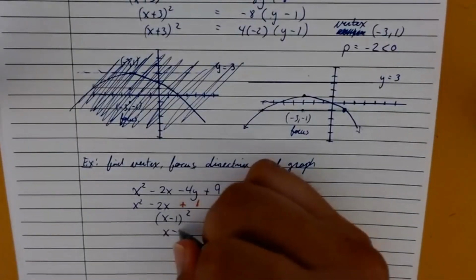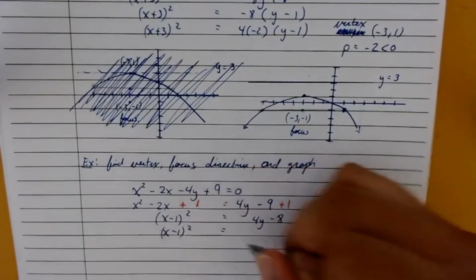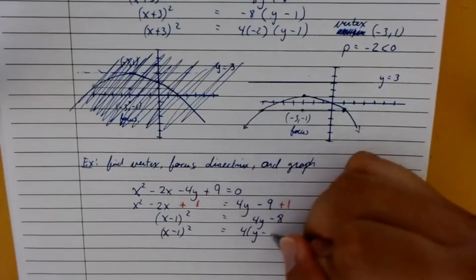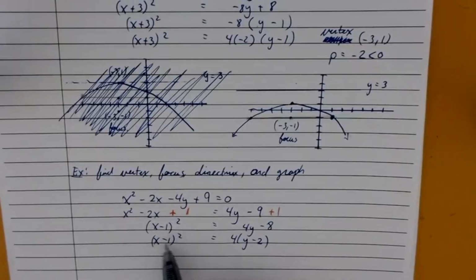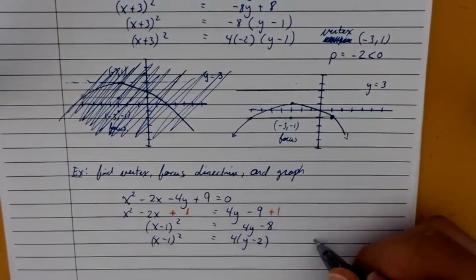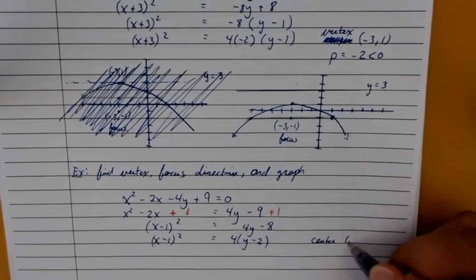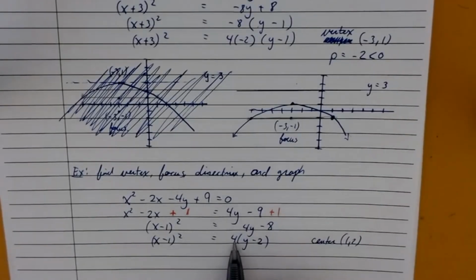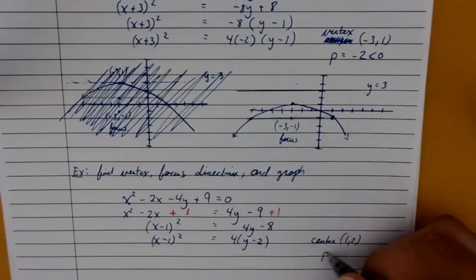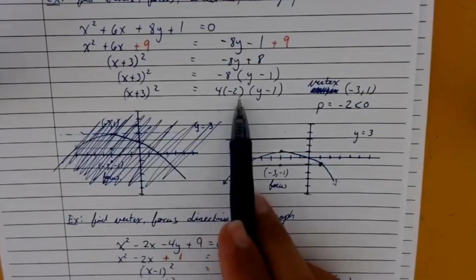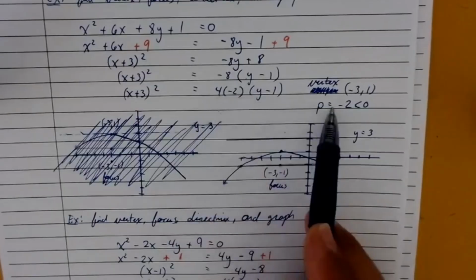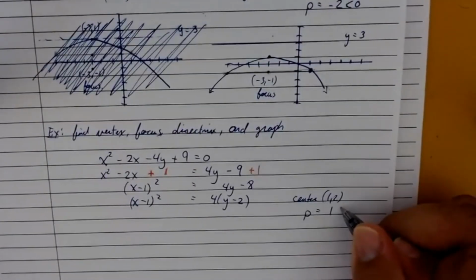So this gives us (x − 1)² = 4(y − 2). You're subtracting 1 from the x and 2 from the y, so that gives you your center, (1, 2). Here this 4 can be thought of as 4 times 1, so p must equal 1. You can write 4 as 4 times 1, so that 1 must be your p, which is positive.